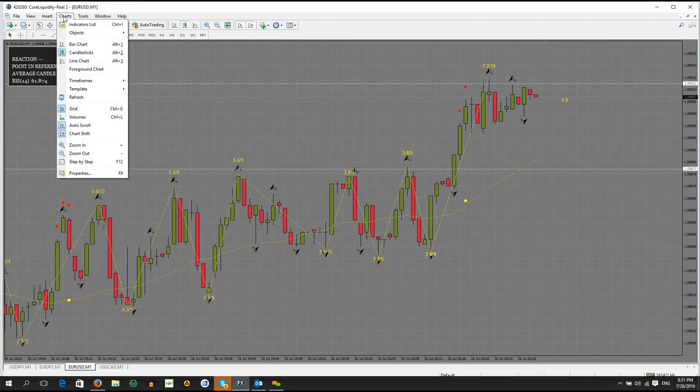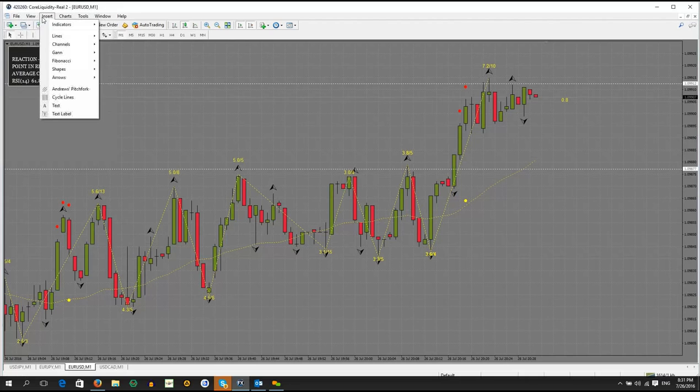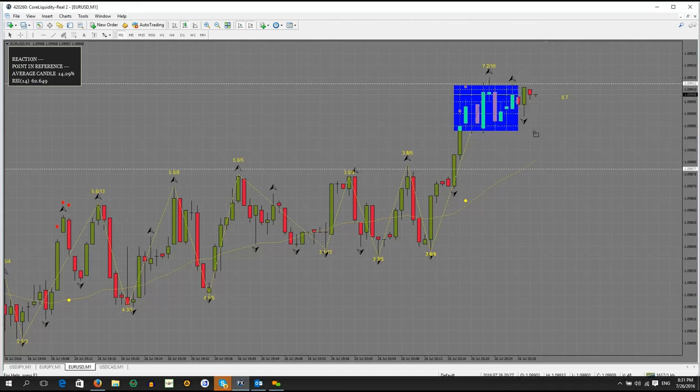I want to see what the price is doing on this level. Don't sell on this level of resistance that I put here, okay? I just put it to delimit this area.